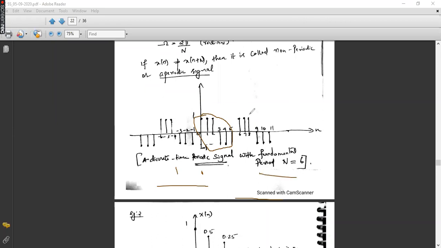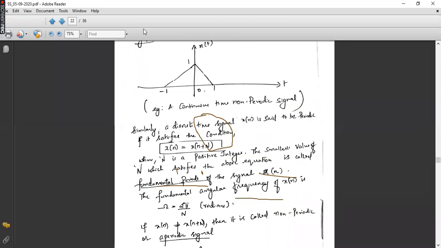Now you just check our condition. What is our condition? Now it is not x of t. The condition is x of n is equal to x of n plus capital N. Instead of t, we put capital N. Why? Because this is discrete. You are just replacing capital T with capital N and small t with small n. So this is the condition to be satisfied for a periodic discrete time signal.